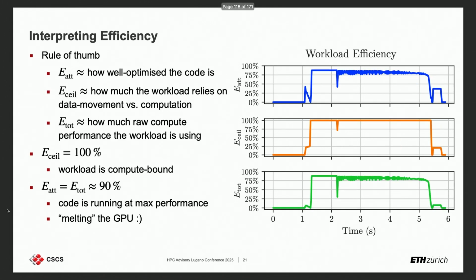And so again, here is just another plot for something that is compute bound or more compute intense. You can see that in this case, the ceiling efficiency is very high, and the attainable efficiency is also very high, meaning that your workload is both compute bound and very optimized. And so again, the rule of thumb here is that attainable is how well optimized your code is, ceiling is how much the workload relies on data movement versus computation, and the total efficiency is how much raw compute performance you're using out of the GPU.